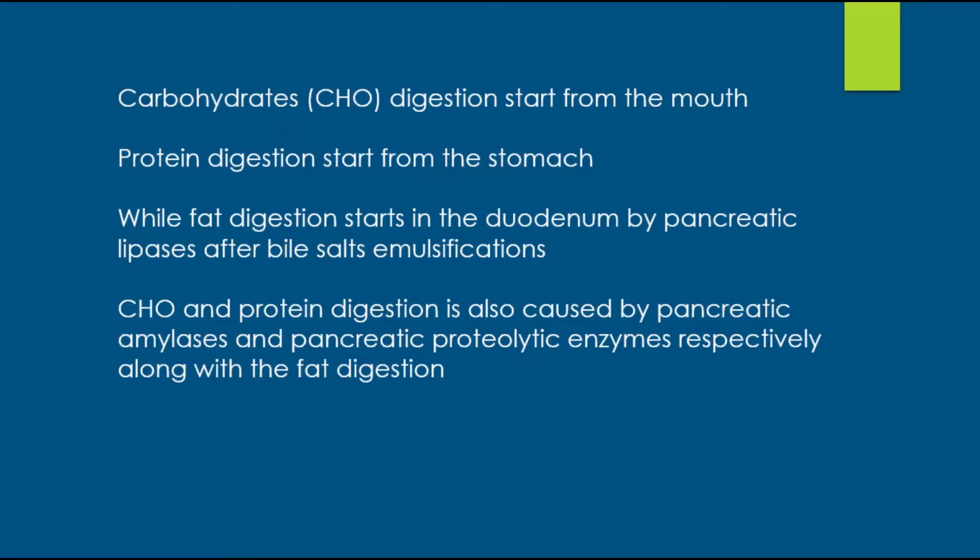Now, just to revise, carbohydrate digestion starts from the mouth, protein digestion starts from the stomach, while fat digestion starts in the duodenum by pancreatic lipases after bile salts emulsification. Carbohydrate and protein digestion is also caused by pancreatic amylases and pancreatic proteolytic enzymes, respectively, along with the fat digestion.